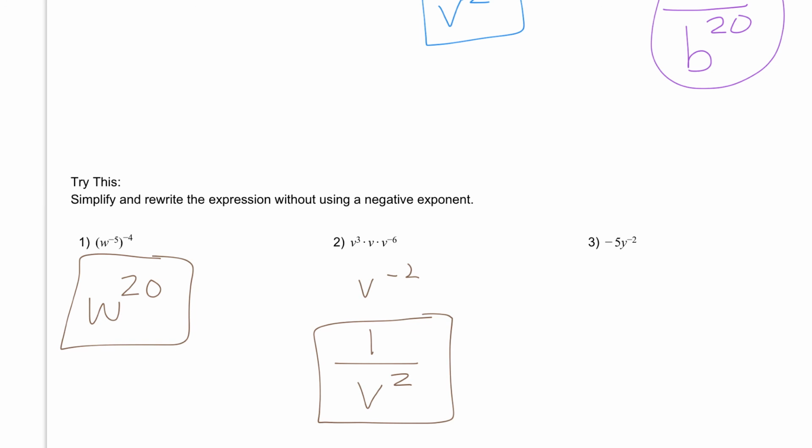And for number 3, if you're moving these around, remember the negative 5, we're not moving it because of that negative. You're always looking at the exponents. This negative 5 has an exponent of positive 1, so the negative 5 stays on the top, and our y to the 2nd needs to move to the bottom.